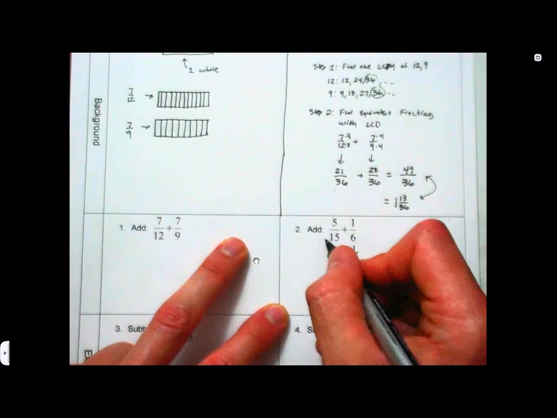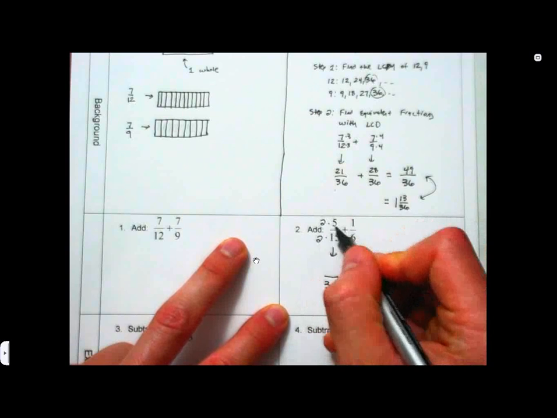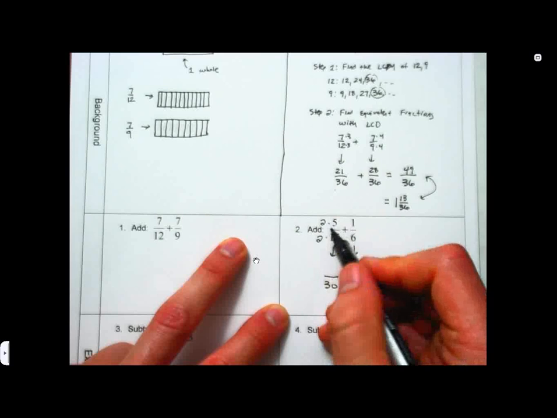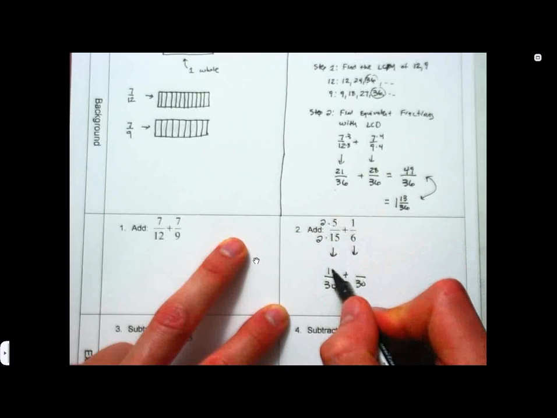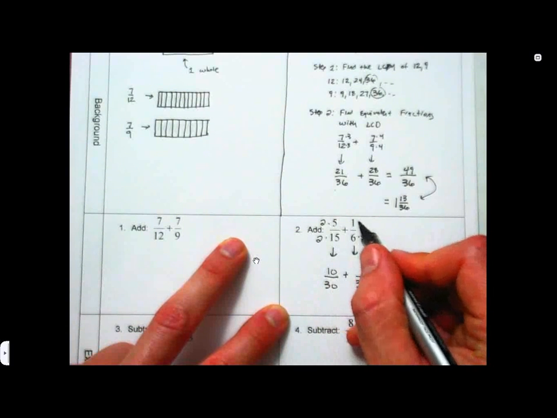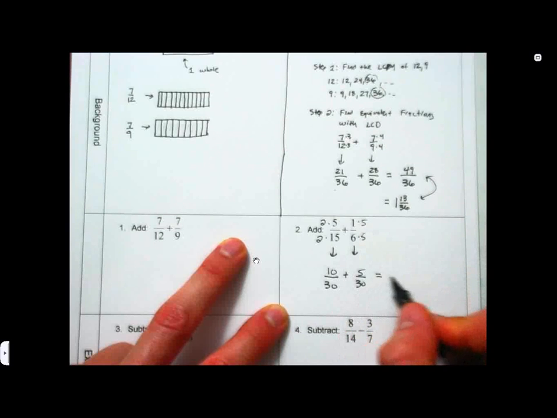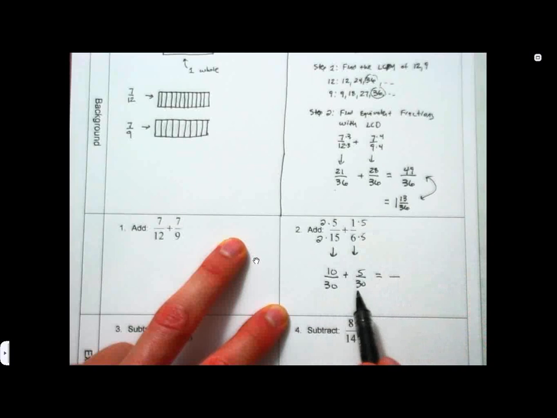So if I multiply 15 by 2, that gives me 30. So whatever I do to the bottom, I have to do to the top. So if the bottom is 30, that means the top is going to be 10, 5 times 2. Over here, if I multiply top and bottom by 5, 6 times 5 is 30, 1 times 5 is 5. If I now add together the two fractions with the same denominator, we would get 15 over 30. And dividing both top and bottom by 15 would give 1/2 as an answer.